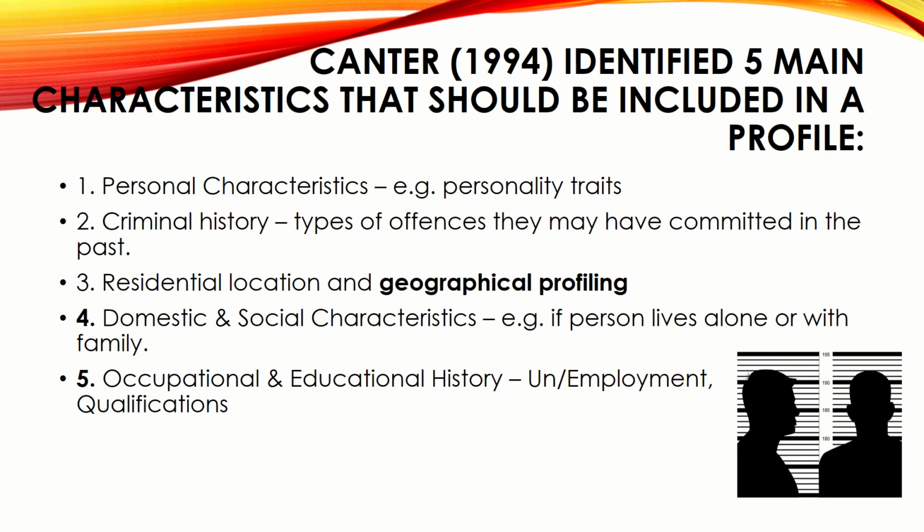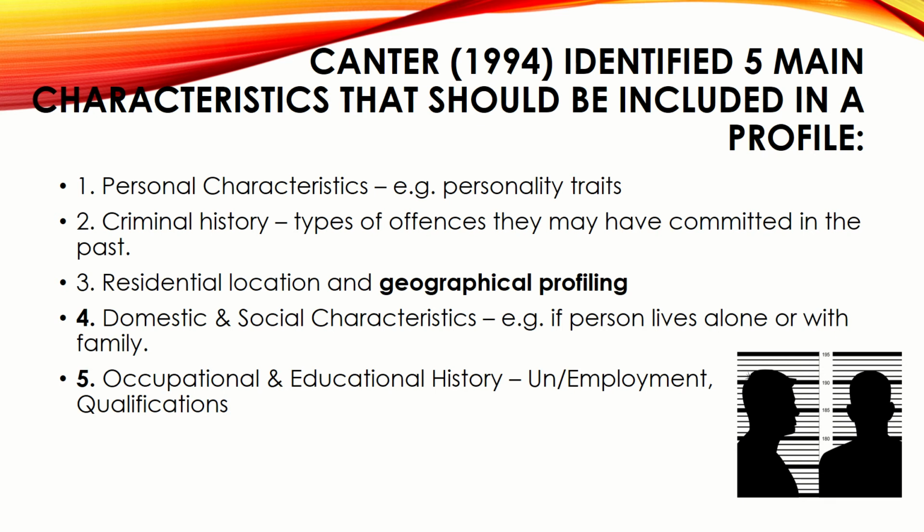He said these were personal characteristics, for example, their personality traits, criminal history, so types of offences they may have committed in their past, residential location and geographical profiling. We'll look at geographical profiling in a minute. Domestic and social characteristics, for example, if they live alone or if they live with family, and occupational and educational history as well. If it seems they're unemployed, they work somewhere, and if they have any qualifications.